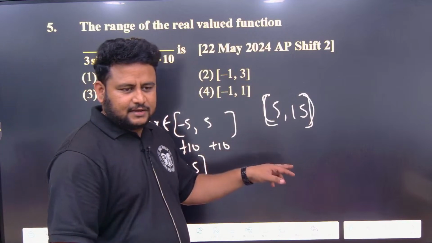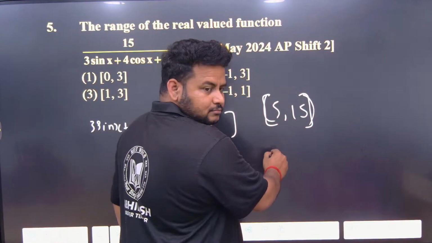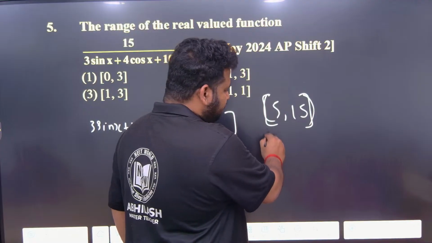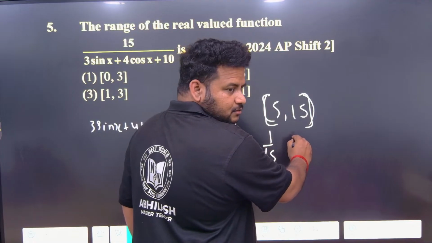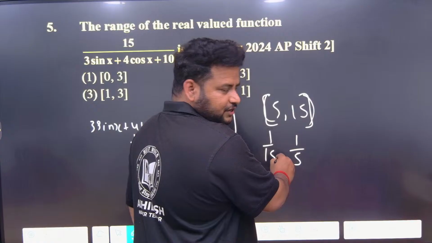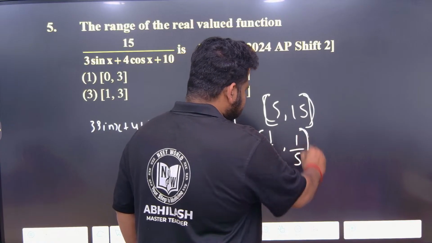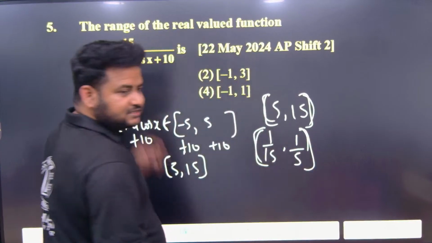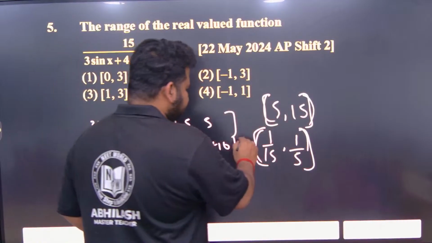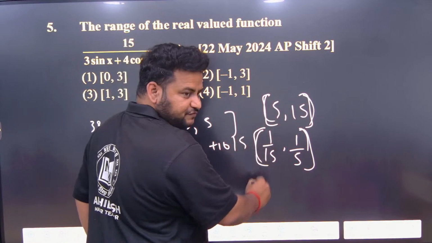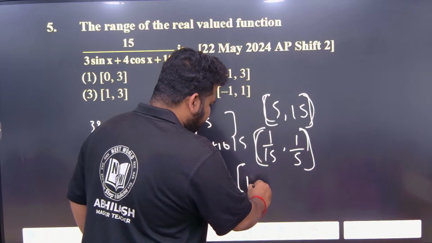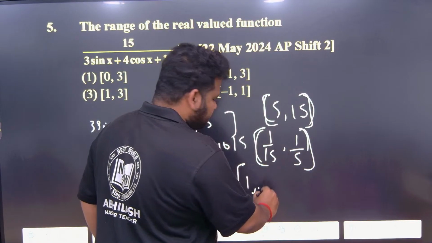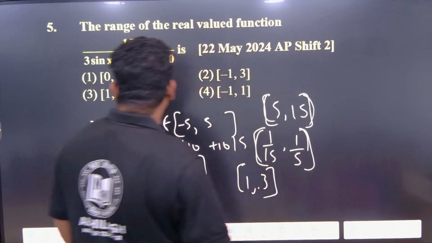Cross multiply. Correct na? Here 15 should come. Correct na? What will I do? This will be 1 by 15. This will be 1 by 5. Correct no? This is how I will take it. Now what is there in the numerator? 15 is there. So I will multiply this by 15. If I multiply this by 15, 15 cancels. I will get what? 1 comma 15 by 5 is what? 3. 1 comma 3. So what is the answer?